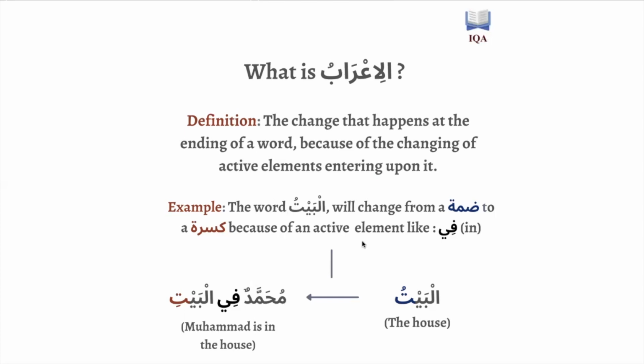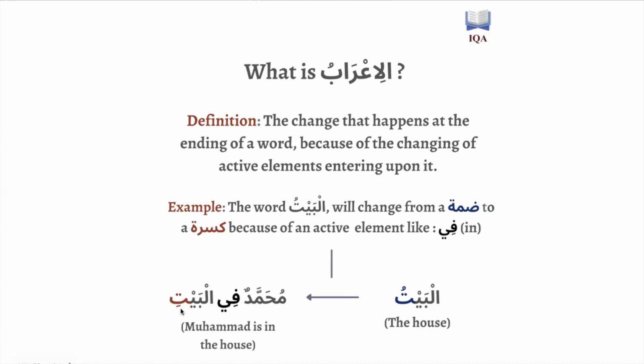So what's an example of an active element? Fi. Fi is an example of an active element. It's called a harf jar. So we have al-baytu. Al-baytu is ending with a dhamma, right? But then if I had an active element like fi before it, it will change al-baytu to al-bayti with a kasra. So why did al-baytu change to al-bayti, which is the change that's happening at the end of the word? Why does this change happen? Because of the change of active elements entering upon it, like fi. This is what i'rab is.